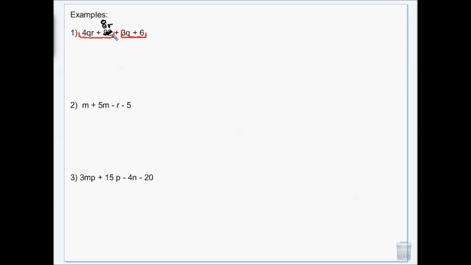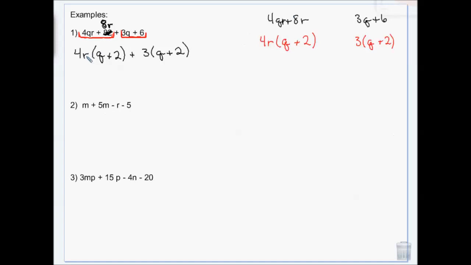Okay? Now I can take from this first group a 4 and an R, which will leave me with a Q and a 2. From my second group, I can take a 3, which will leave me with a Q and a 2. So now I've factored out the GCF from the two groups, right?